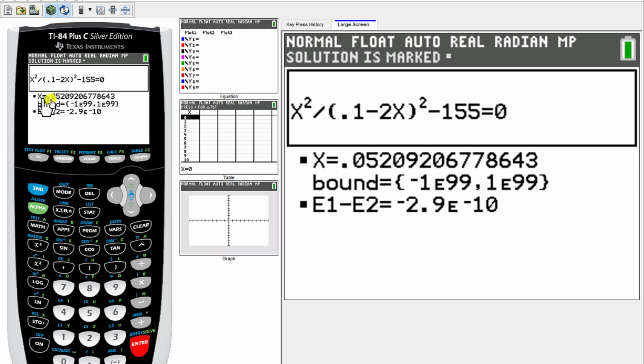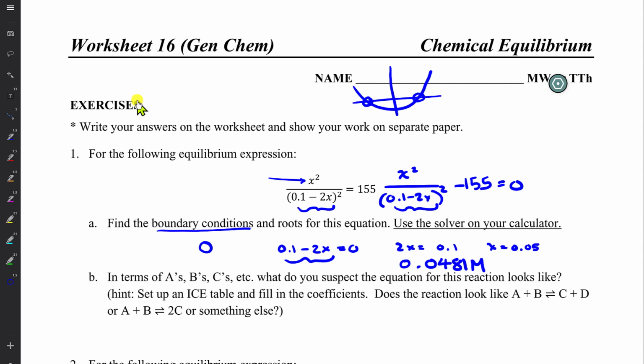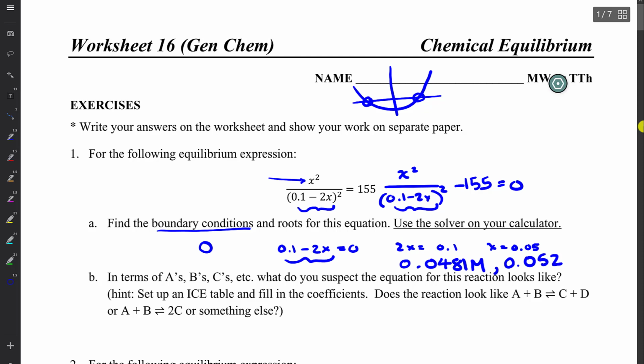Yeah, and there's the other root. It turns out the other root was above the upper bound. Remember, the upper bound that we had before was 0.05. So this one's greater than 0.05. It's 0.0521. So I'm going to write the other root as 0.0521, and this is, again, molarity units.